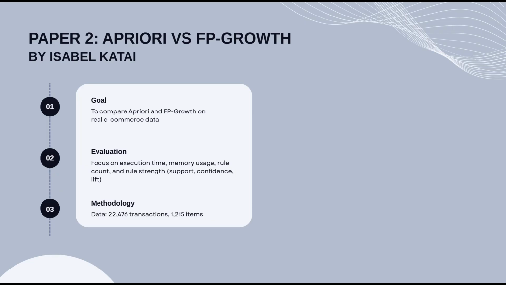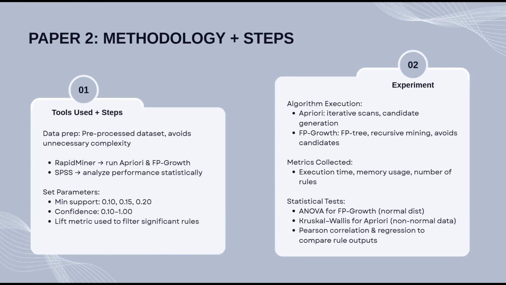So the goal of this study was to evaluate how a priori and FP growth differ in speed, memory usage, and the number and strength of rules they generate, especially under different support thresholds. To compare a priori and FP growth fairly, the authors used a real e-commerce dataset and applied the same pre-processing steps to clean it and reduce unnecessary complexity.